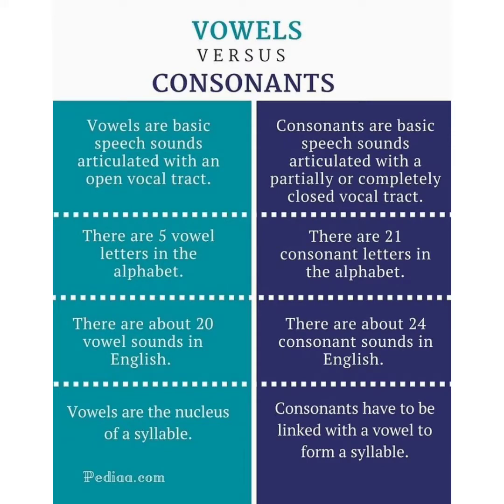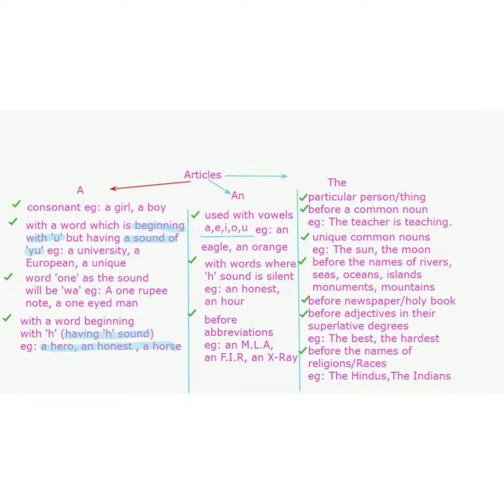Okay. Now we'll see when we can use "a" and when we can use "an". As I've already told you, "a" is used with a consonant. For example, a girl, a boy. Next, it is used with a word which begins with U but has the "yu" sound. For example, if I say university, you might say that with university we need to use "an" because U is a vowel. But if you listen carefully to university, the sound that is being produced is the "yu" sound. That is why we will use "a" instead of "an" here.